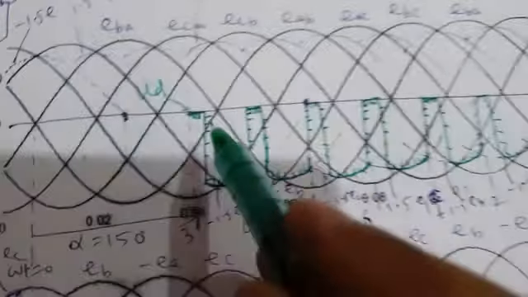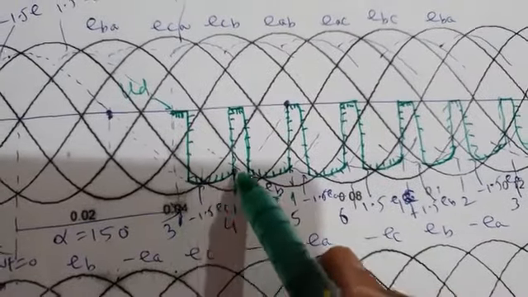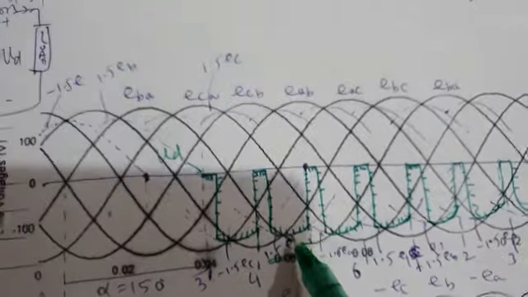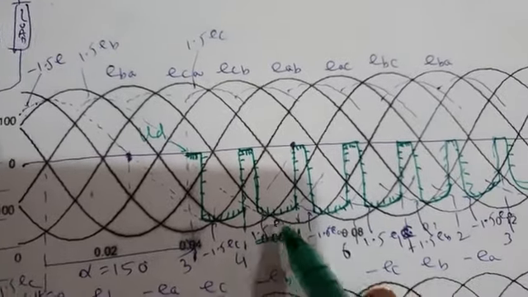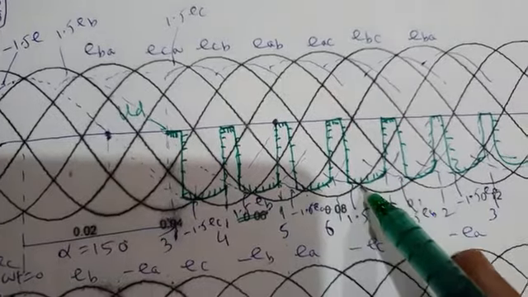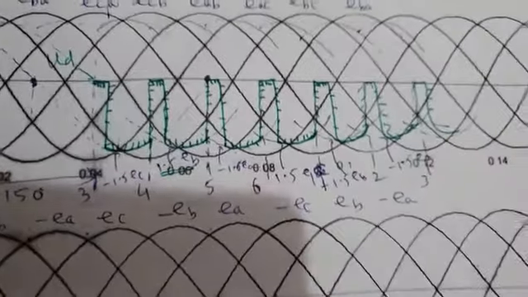You can see that for 15 degree intervals, it is 0. And for 45 degree intervals, it is minus 1.5 EC, plus 1.5 EB, minus 1.5 EA, plus 1.5 EC, minus 1.5 EB, and plus 1.5 EA, and then again. So this is your load voltage waveform.